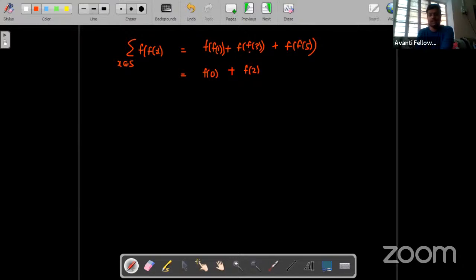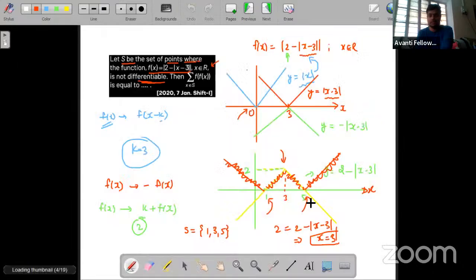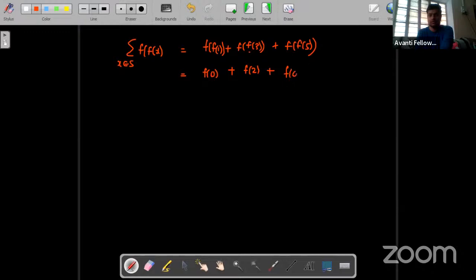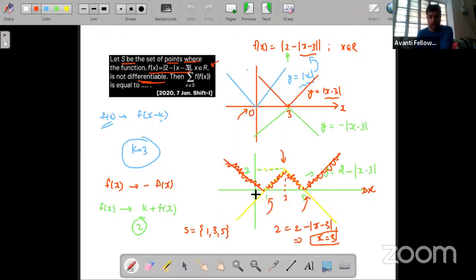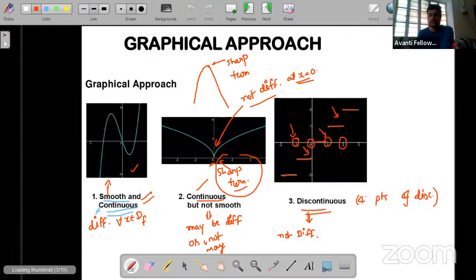So outside there is one f also. So f(2) + f(5). f(5) is there. f(5) is again 0, the y value is 0. So we'll write f(0). Now we'll check what is the value of f(0) and f(2). Clear? So now f(0) means we have to put x = 0 here. So we'll get 2 - |-3|. Modulus of -3 is 3. So 2 - 3 is -1.